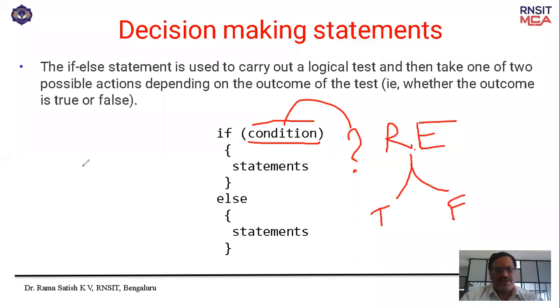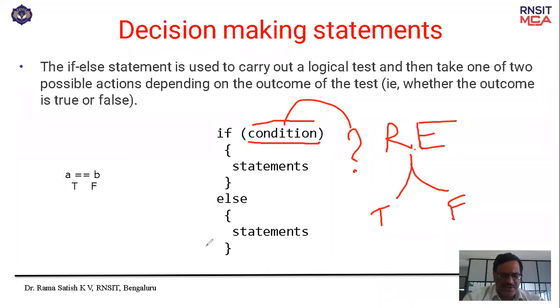So for a relational expression, one example: if a is a variable and you want to check whether a is equal to b, this is a relational expression. In this case, if both are equal, it will return true. If they are not equal, then it will return false. So you have only two options. Either the expression will return true or false.